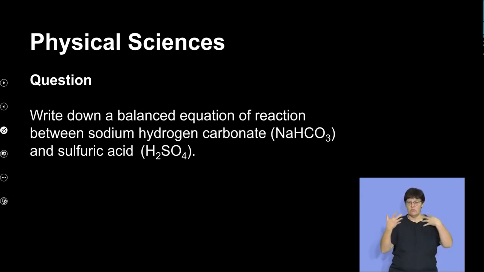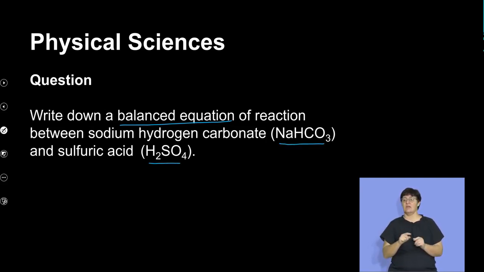Now we move on to a different question that has to do with types of reactions. It says write down a balanced equation of the reaction between sodium hydrogen carbonate, the formula is given, and sulfuric acid, also with the formula given. The key thing here is to understand what type of reaction this is. In the first case, this is a metal carbonate plus an acid.